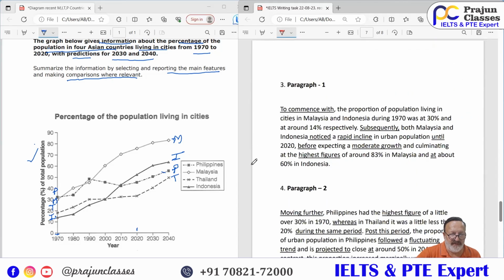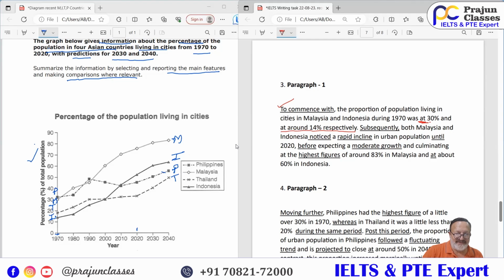Now let's come to paragraph 1. "To commence with" is the linker we said we should use for our coherence. The proportion of population living in cities in Malaysia and Indonesia. So let's see Malaysia, Indonesia, and we have to see the initial figures. So Malaysia is somewhere here. So Malaysia and Indonesia during 1970 was at 30%, "at" makes it a complex sentence, and at around 14% respectively. This is a nice way of reporting, because you take up two countries and you say what their figures were in the first year. So these are 30 and 14.